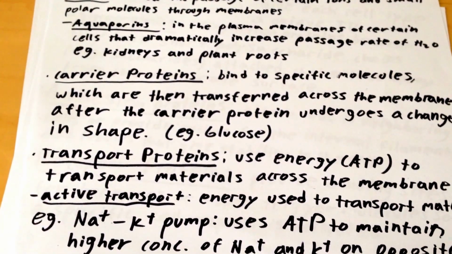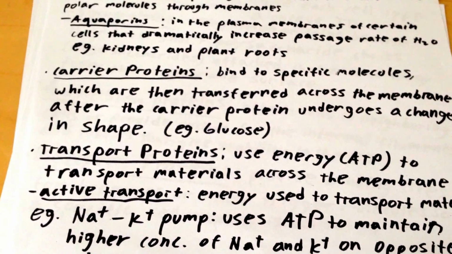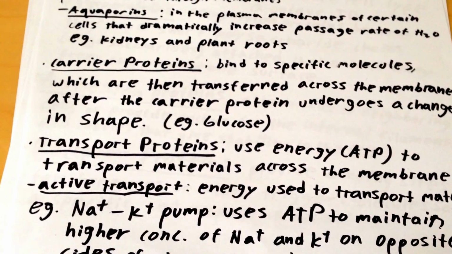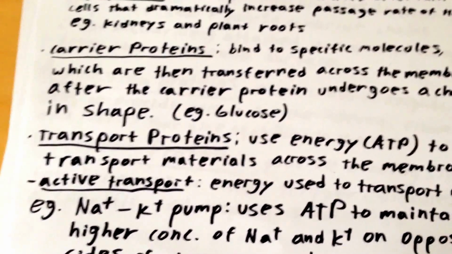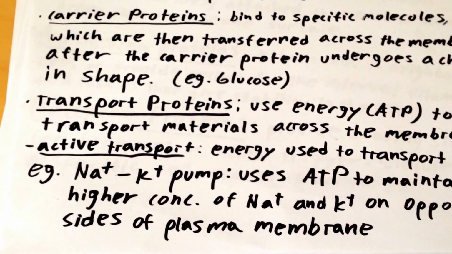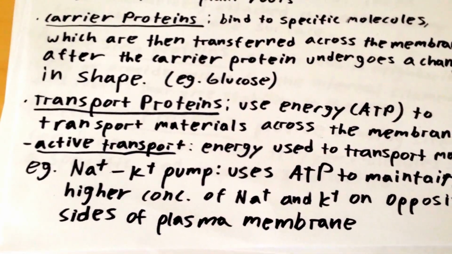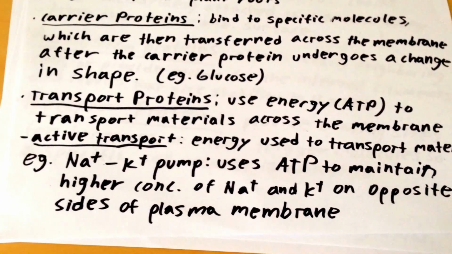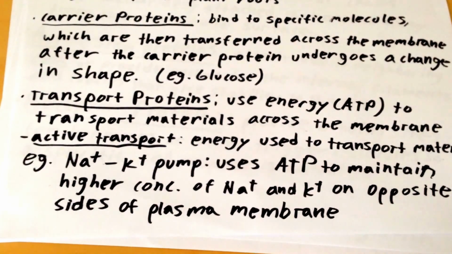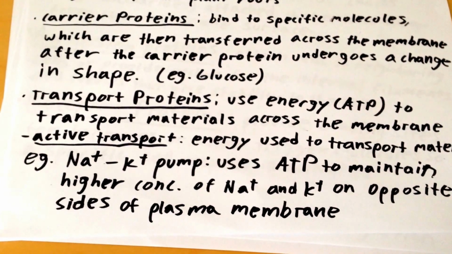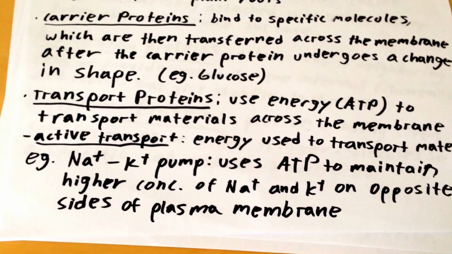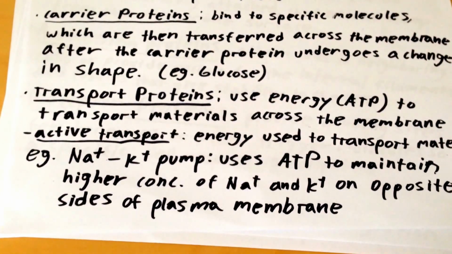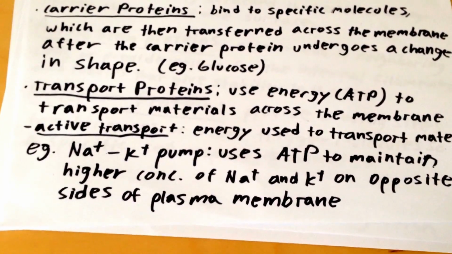Another type is carrier proteins. These bind to specific molecules, and then they're transferred across the membrane after the carrier protein changes in shape. Actually, glucose uses a carrier protein to get across the membrane. Another kind of protein is the transport protein, and this uses energy in the form of ATP. That's the cellular currency of energy, which is adenosine triphosphate. And so this allows us to transport materials across the membrane.